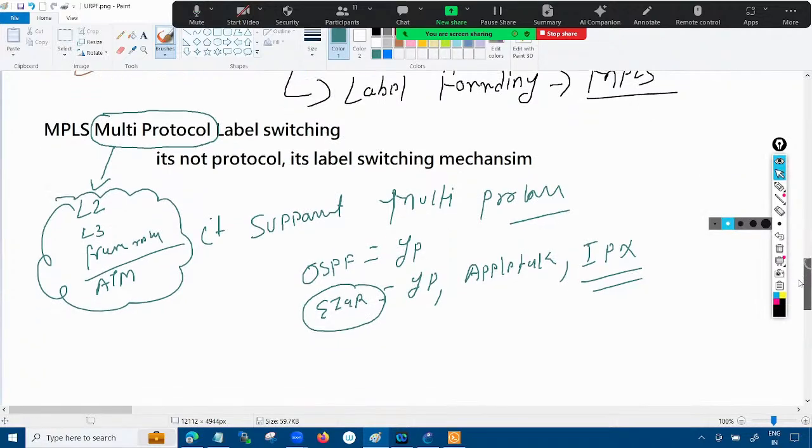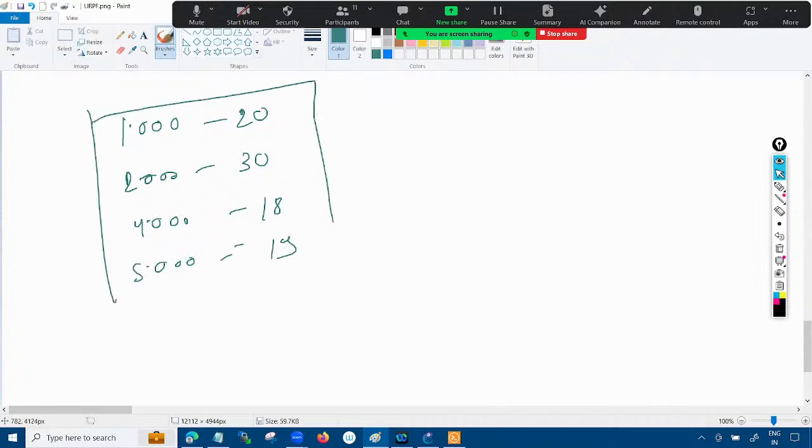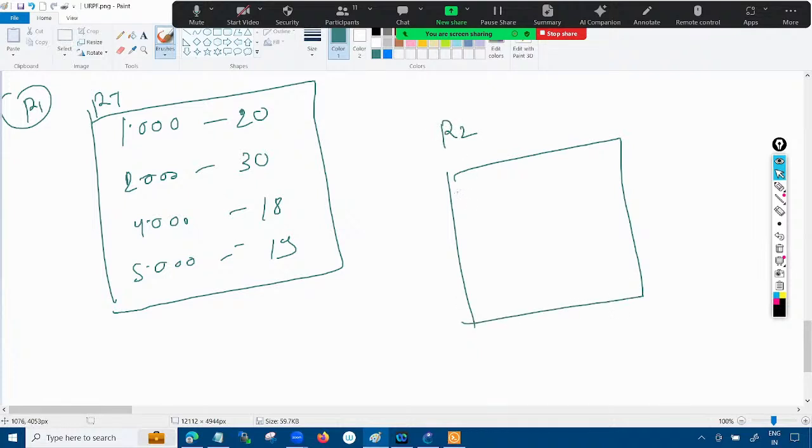Now, in MPLS, what happens? As I mentioned, it's label forwarding, so each route has a unique label. This one has 20, this guy has 30, this guy maybe 18, this guy maybe 19. Whatever routes are present in a routing table, each route has a label. Say this is router number one, and it has a routing table where each route has a label. Router two has the same routes, 1.0.0, 2.0.0, 4.0.0, and 5.0.0. Understand this?